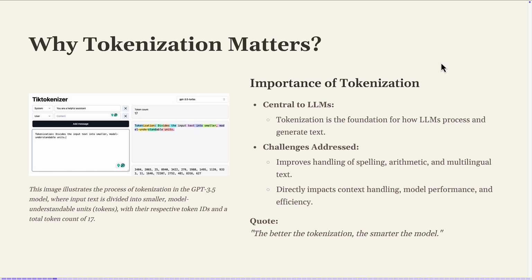And the challenges addressed: it will improve the handling of spelling and arithmetic. You also have coding. When you write full text it is different from when you write a Python script, so the tokenizer has to consider all these different types of situations. When you have multilingual text, it's even more complex. It directly impacts context handling, model performance, and efficiency. And the better the tokenization, the smarter the model will be.